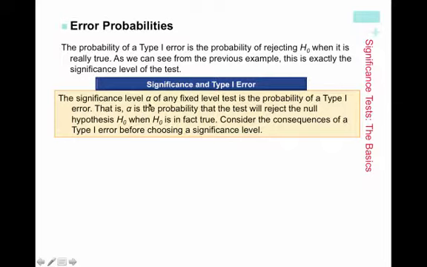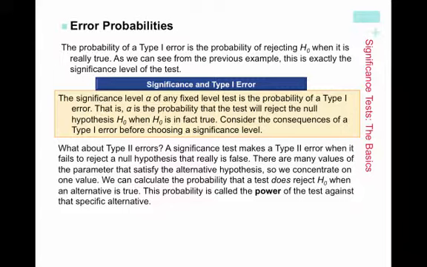The significance level alpha of any fixed level test is the probability of a type 1 error. That is, alpha is the probability the test will reject the null hypothesis even when the null hypothesis is in fact true. When you're choosing your significance level, you need to be conscious that this is what you're actually choosing. What's the probability that I'm rejecting the null even when I shouldn't? What about type 2?